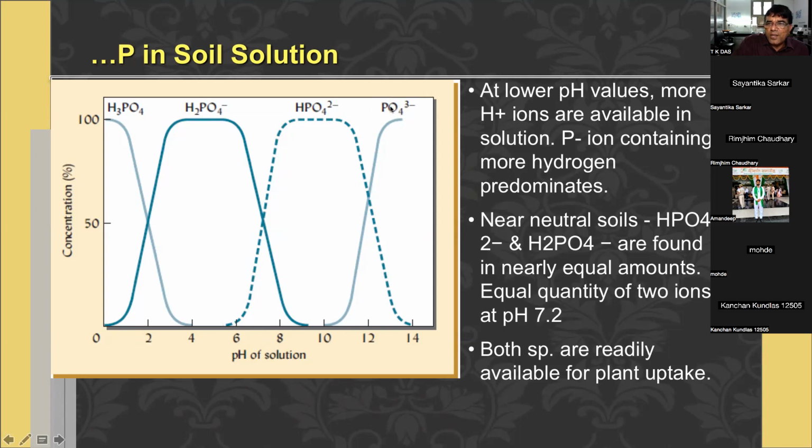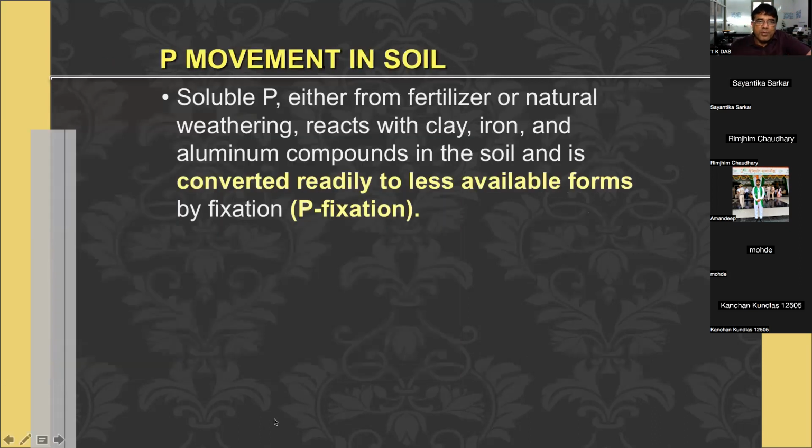This is generally not taken by plants. It is mostly HPO4, which is available up to pH 12. At pH 12, you can see they are equal in amount, this HPO4 and PO4. So try to learn this interpretation of the pictures or tables yourself. I just gave you a hint.